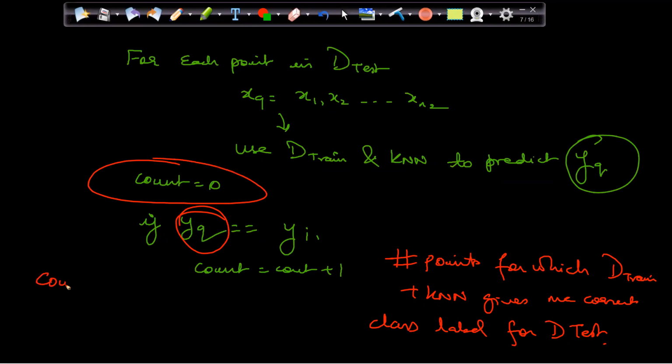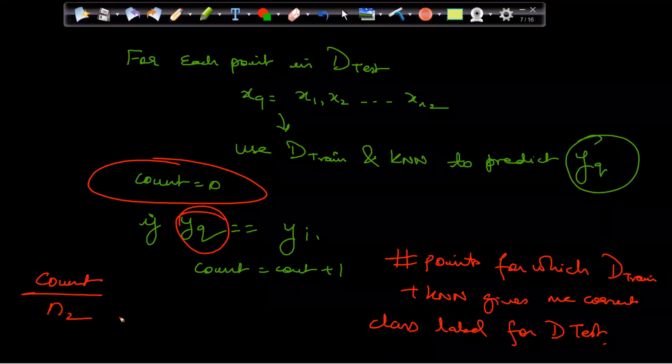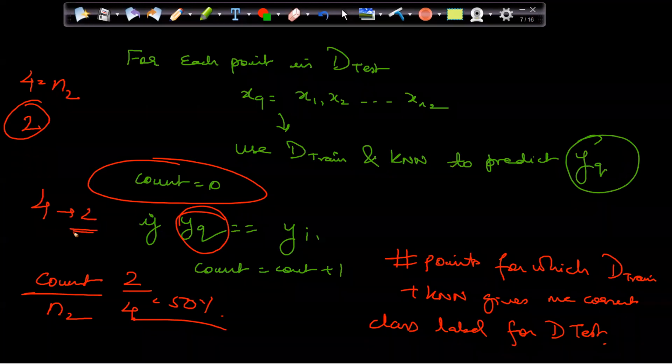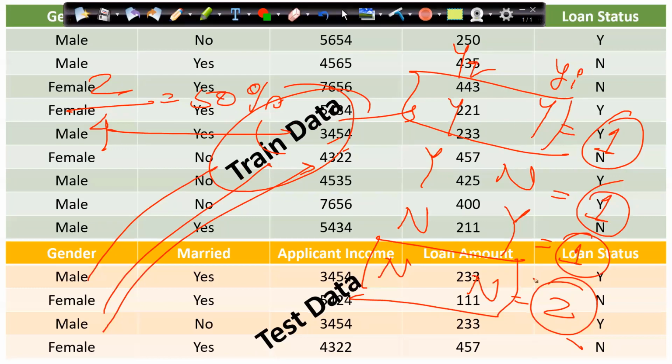and that count upon N2, because in the test data we have 4 records, that is N2. Total correct predictions are 2, so my accuracy is how much? 2 by N2, that is 4, that is 50%. So out of 4 records, only 2 are matching. So my accuracy in this data set, let's assume in this algorithm, is 50%.